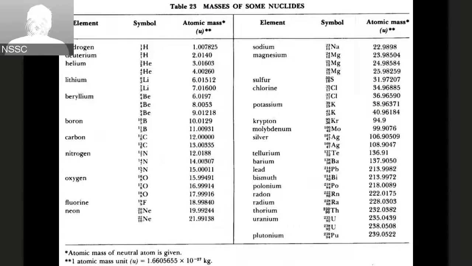Unfortunately, they don't show up to iron, which is the tightest. But here, potassium 39 is 38.96. So it is also more tightly bound on average than the carbon nucleus because it's lighter. And then uranium-235 is 235 plus 0.0439, so it's less bound per nucleon, and this is very important. We'll come back to this in a second.